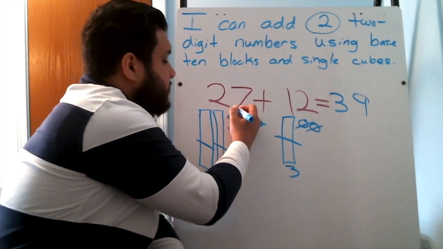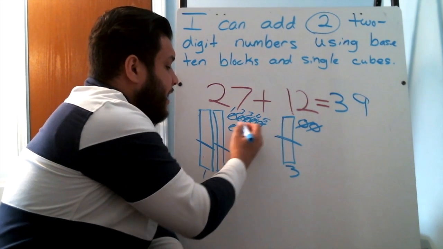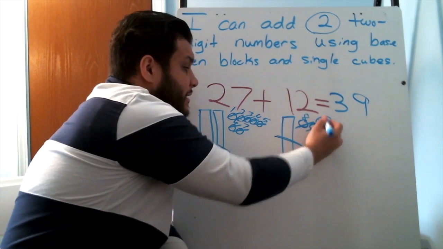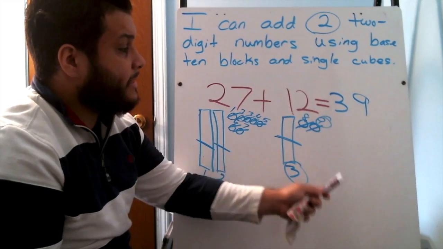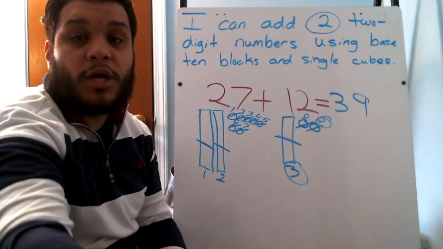Let me see if this is correct. Let's count them. 1, 2, 3, 4, 5, 6, 7, 8, 9. 3 tens and 9 ones. So 27 plus 12 equals 39.